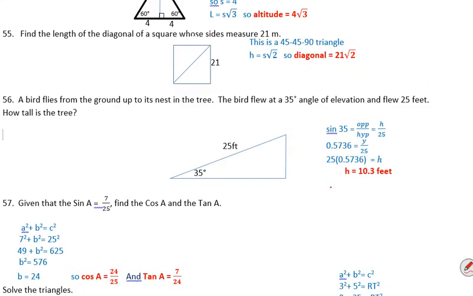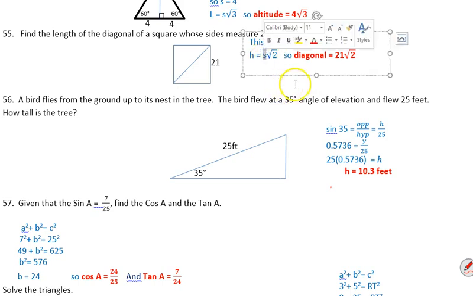So now we're on number 55, and it says find the measure of the diagonal of a square whose side measures 21 meters. Well, there's our side measure, and if this is a square, then both this side and this side are going to be congruent. And so that's going to be the leg of the 45, 45, 90 triangle. The hypotenuse is equal to the leg, we could put an L here, or just a side, times the square root of 2. So this is going to be 21 square root of 2.